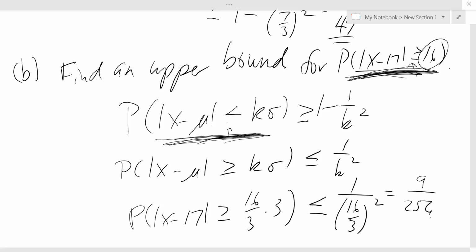Which makes sense. If your standard deviation is 3, you don't expect things to get more than 5 standard deviations away from the mean. That's 15 would be 5 standard deviations away from the mean, right? I mean, a difference of 15 would be 5 standard deviations away from the mean. You don't expect that to be a very, very likely occurrence. 9 over 256 is a pretty small fraction. You'd have to have a really odd distribution to have that much of a spread anyway.